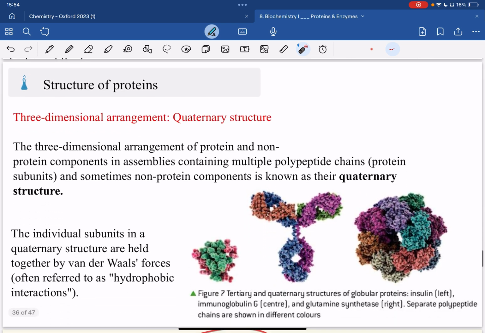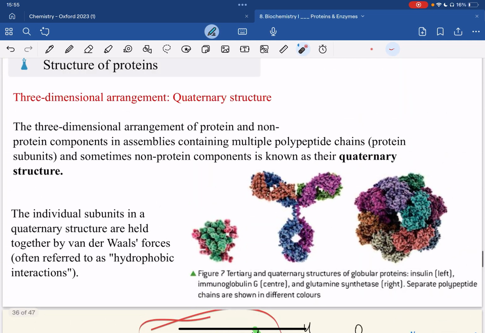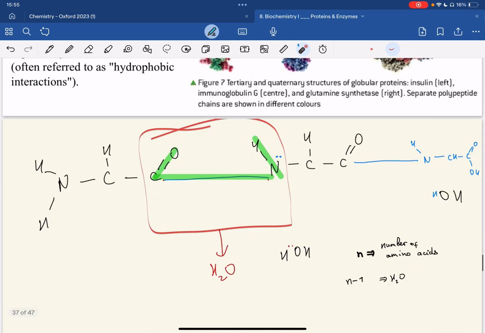And lastly, the quaternary structure. Quaternary structure is connected by van der Waals forces, also called hydrophobic interaction. Quaternary structure is the combination of three or four or more different tertiary structures together. We usually also have an extra component, for example hemoglobin. In hemoglobin we have an iron extra component, and this is a quaternary structure.